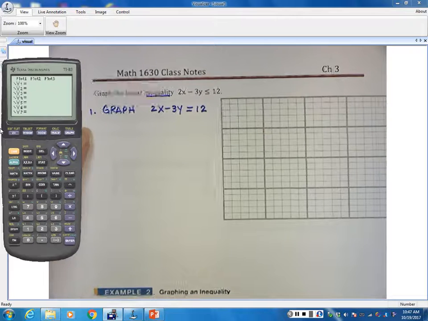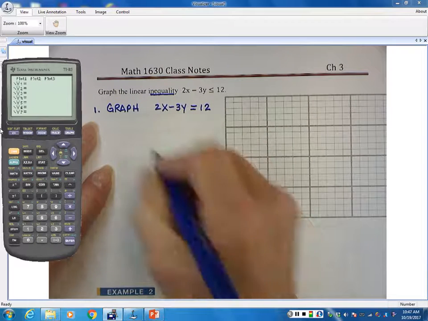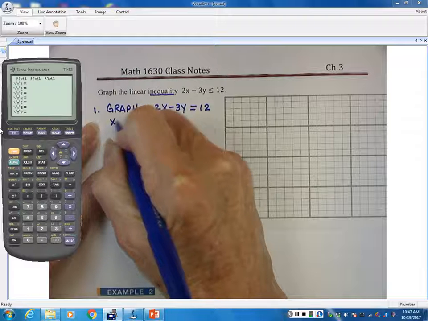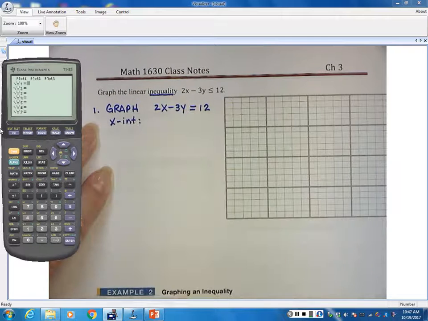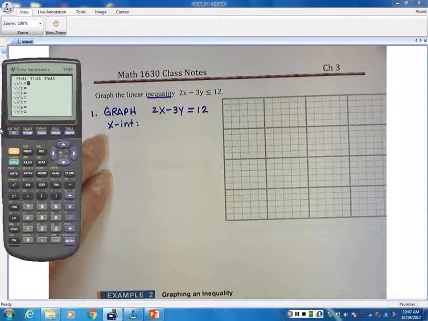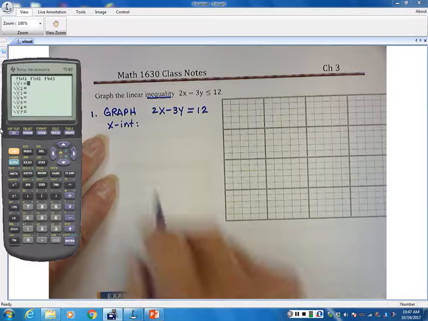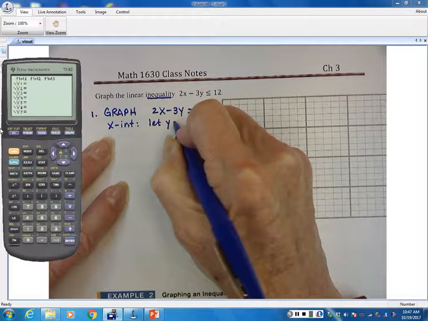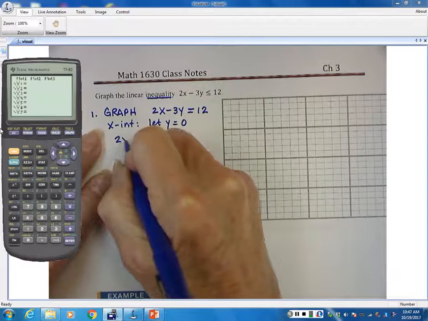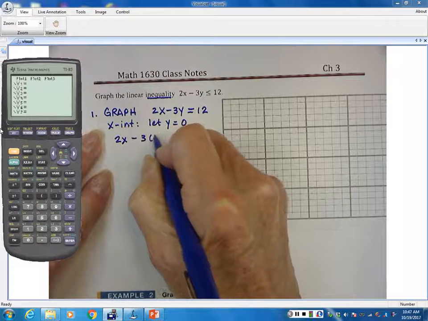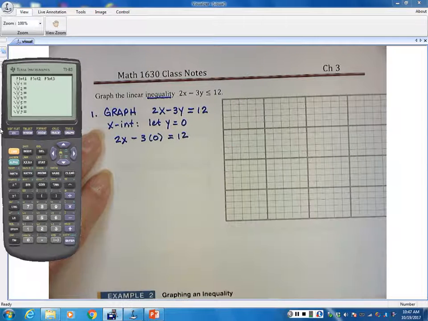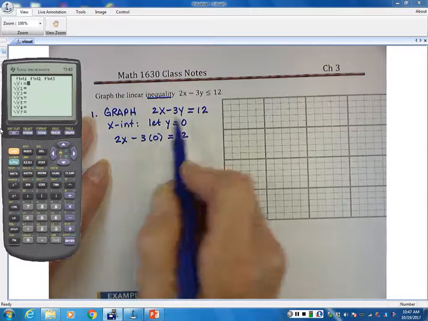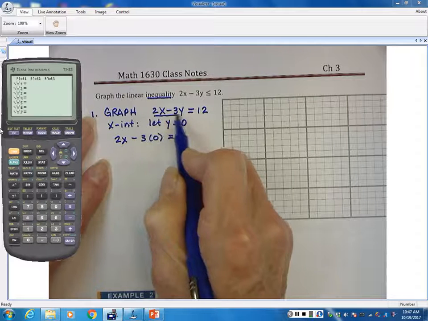So if I'm going to graph that, one, I need to find the x-intercept. I can use the calculator to find it, but I'm also going to use arithmetic this time just to make sure everybody understands there's two ways to do it. The x-intercept means you let y equal 0. So 2x minus 3 times 0 equals 12. Should you put the equals in and then just change it back later? Change it back later. So right now we're graphing, this is actually called the boundary. The equation is called the boundary.